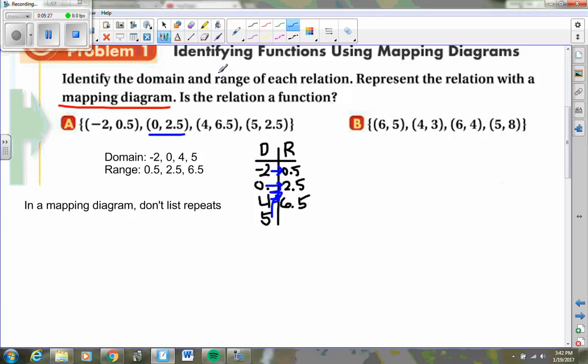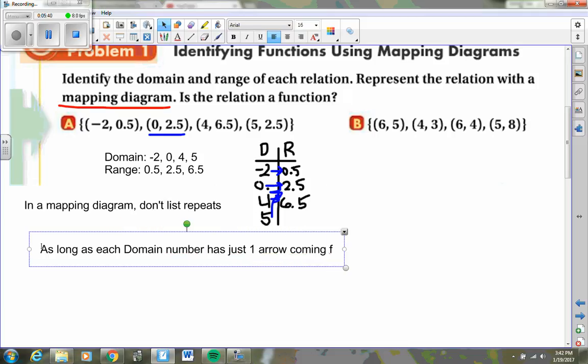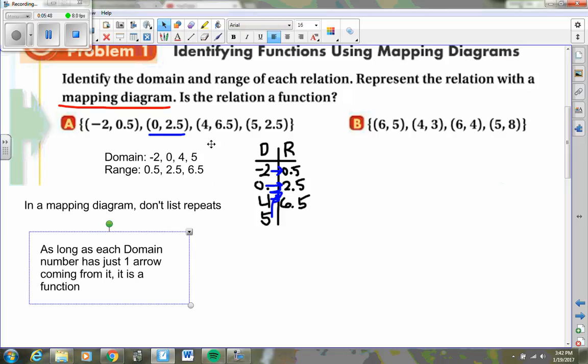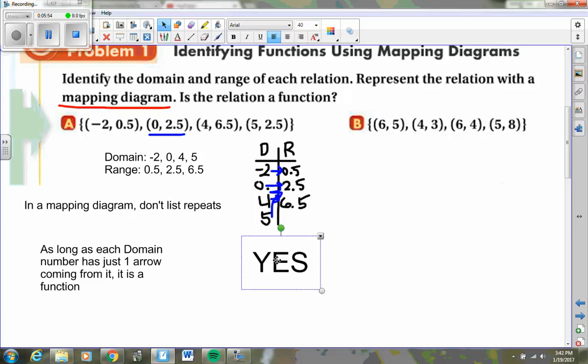Now in a mapping diagram, as long as each domain number has just one arrow coming from it, it is a function, because that's the last question that they're asking us here. Is the relation a function? So the answer here is absolutely yes, because every one of my domain numbers has just one arrow coming off of it.